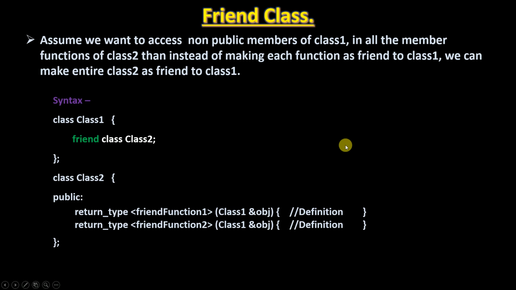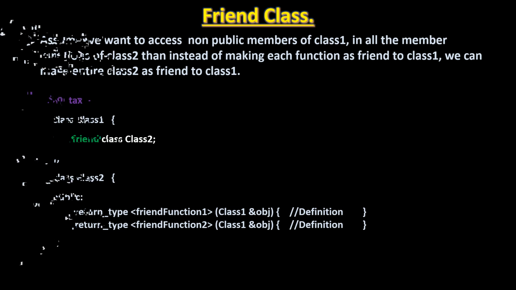First the class 1 declaration, then inside that you give the friend class declaration, whichever class is a friend to your class. After the friend class declaration, you give the friend class complete definition. Okay, like this. This is the syntax you have to follow.